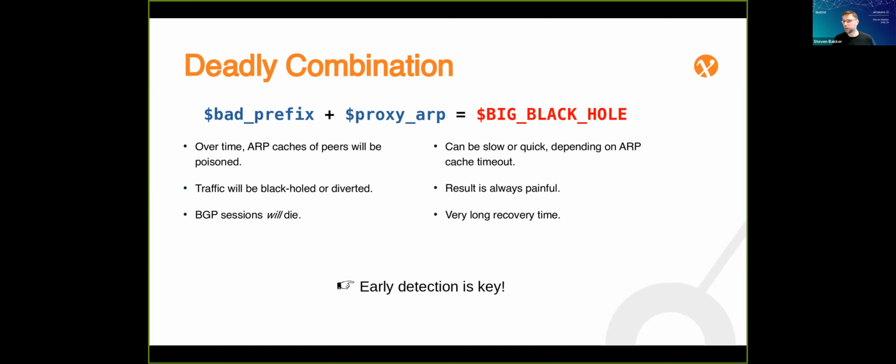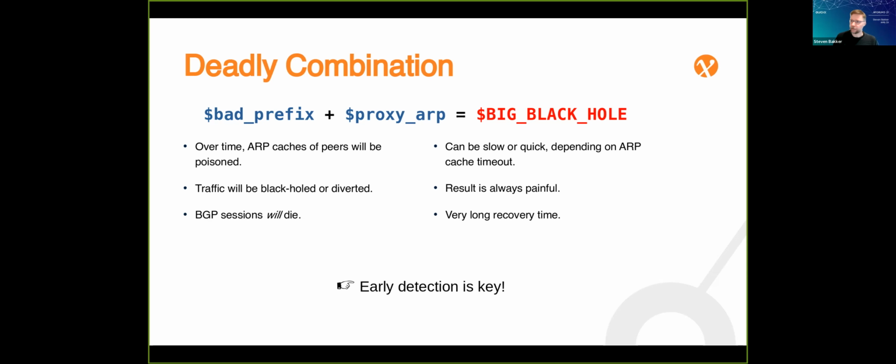So a bad prefix plus proxy ARP can pretty much certainly cause a black hole. Over time, it will poison the ARP caches of the peers. Whenever they start ARPing for their peer, they will probably receive two answers, and whichever one comes in first will win, which results in traffic being black holed and BGP sessions dying. Depending on the ARP cache timeout, that can be slow or quick. At AMS-IX, we typically recommend ARP cache timeouts of 4 hours, also to reduce regular ARP rates. So it takes a while before this happens, but when it happens, it's always painful, and the recovery time can be very long. So what we need to do is early detection.